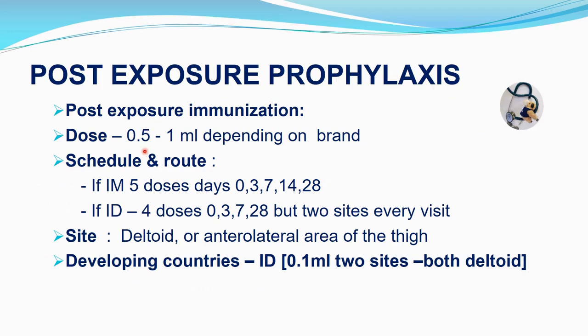Post-exposure prophylaxis dose is 0.5 ml to 1 ml depending on the brand you are using. Schedule is intramuscular on day 0, 3, 7, 14, 28, that is 5 doses. If you are giving intradermal, then you give 4 doses, that is day 0, 3, 7 and 28, but at every visit you give 2 sites, both arms, with intradermal injection of 0.1 ml. The site will be the deltoid or anterolateral area of the thigh. In developing countries we use intradermal, so the dose is less, 0.1 ml at 2 sites, both deltoid muscles.